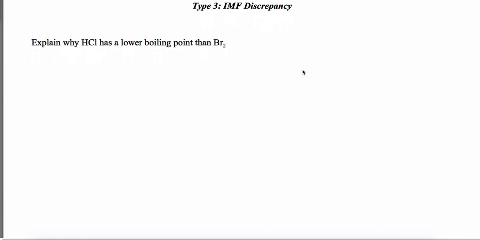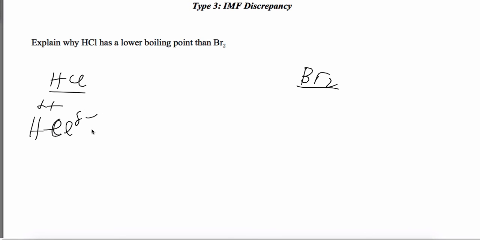Now we're going to go to a situation that would not make sense. So let's look at a discrepancy here. We have HCl and we have Br2. HCl is partially negative, partially positive. And then we have Br2, which is extremely nonpolar.